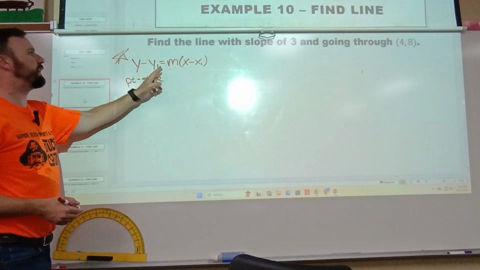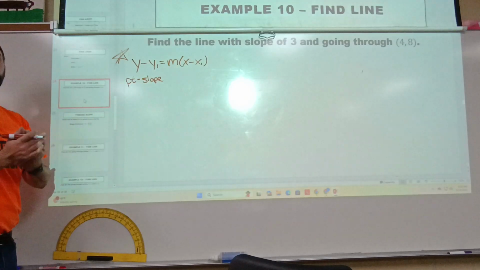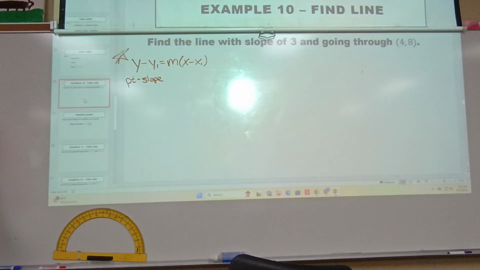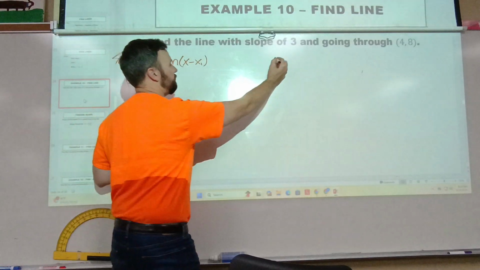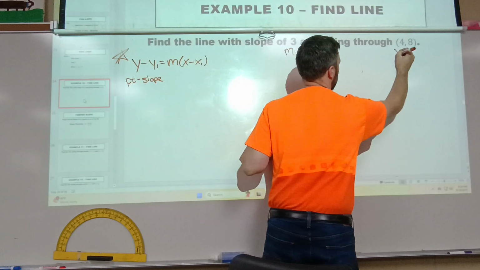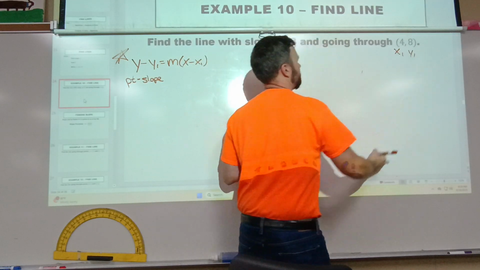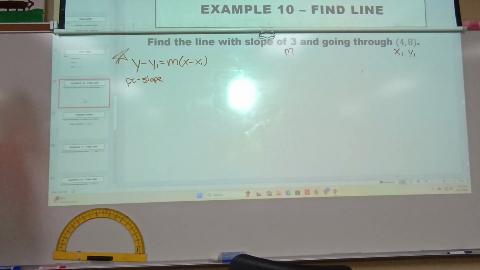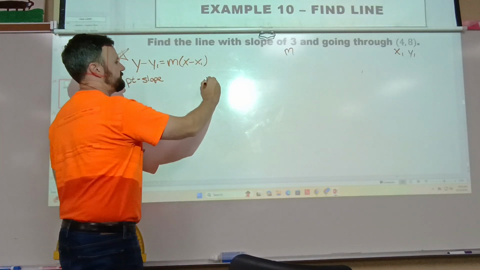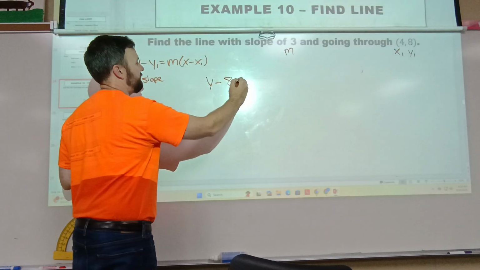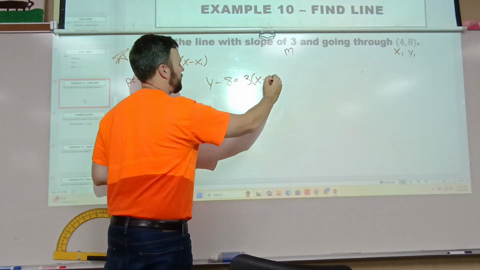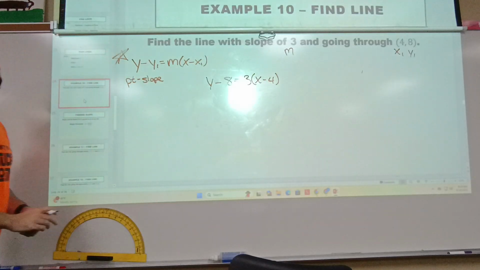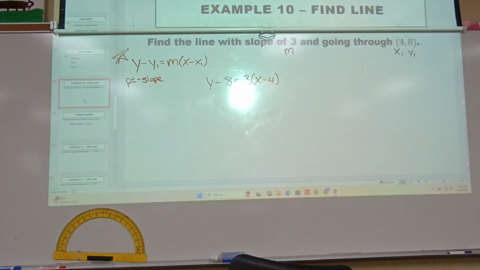This says if I have a slope and a point, do I have a slope and a point? Yeah. Here's my slope. Here's my point. Plug it in and get y by itself. So y minus 8 equals 3 times x minus 4. Any questions where I got any of those numbers from?